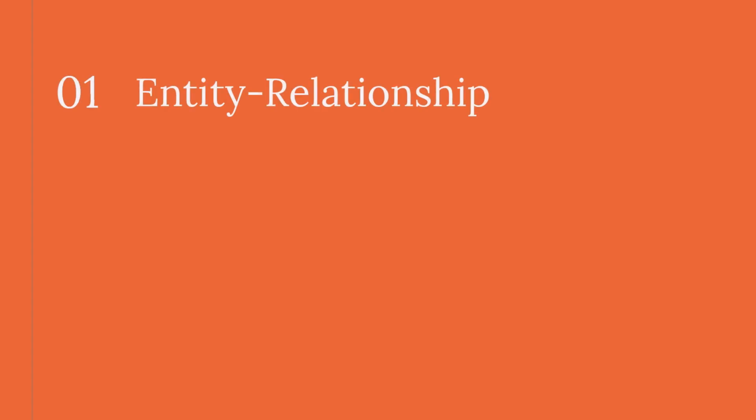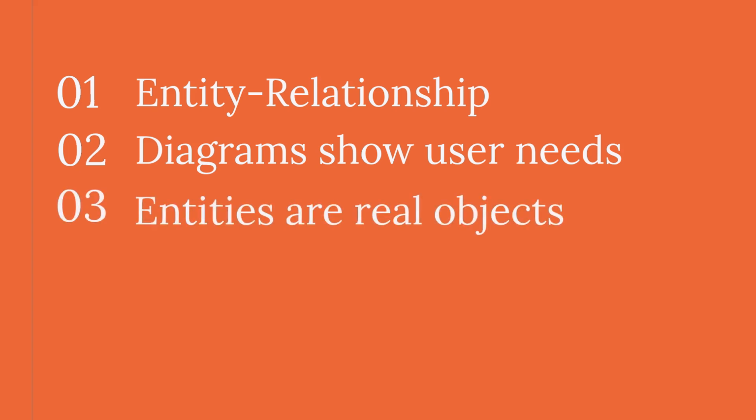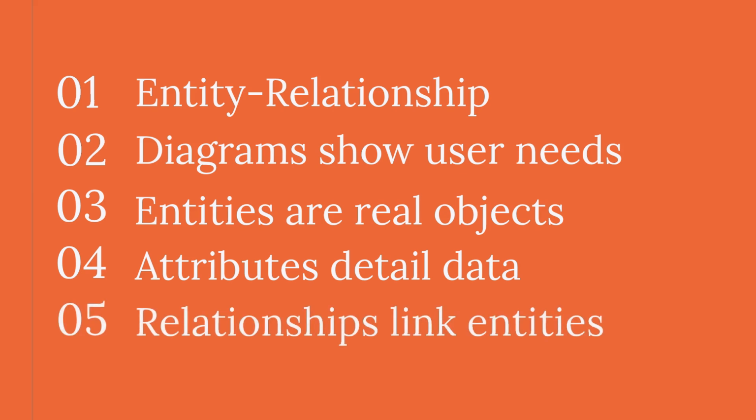Entity relationship diagrams visually represent user requirements. Entities represent real-world objects like student or course. Attributes describe data for each entity, such as student ID or name. Relationships show connections between entities, like enrollment on a course. Cardinality defines the nature of these relationships.